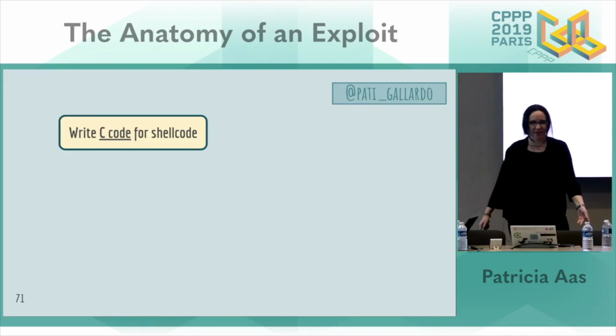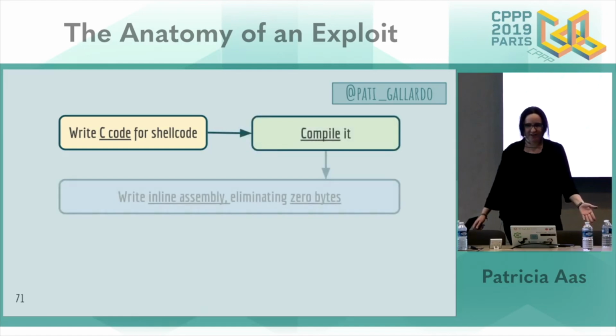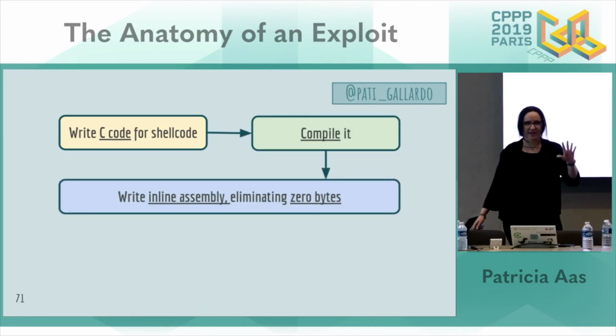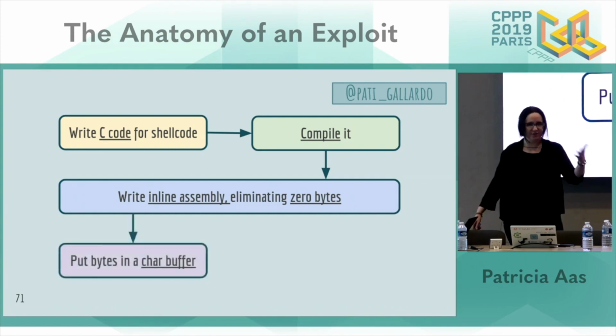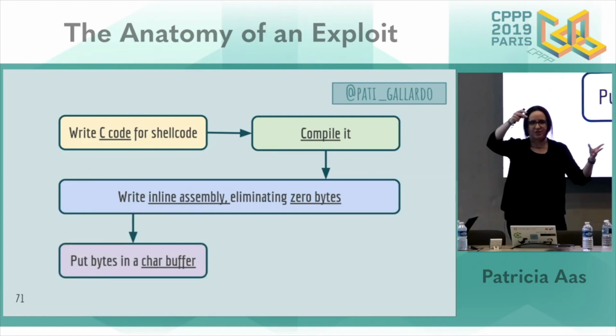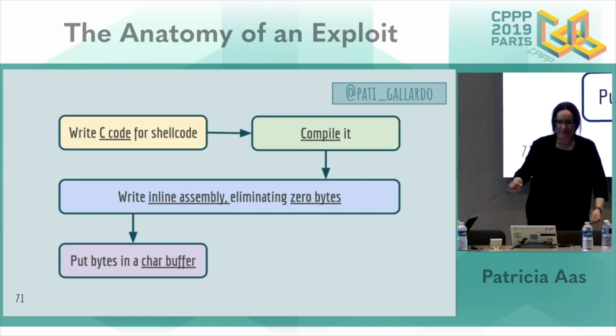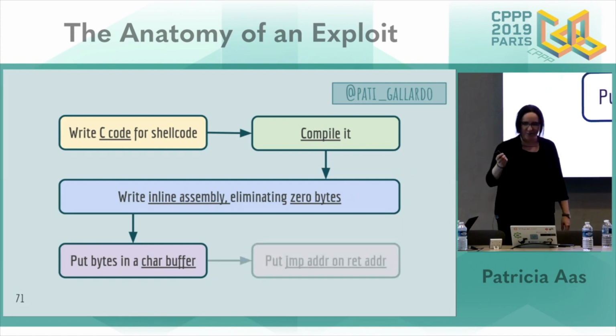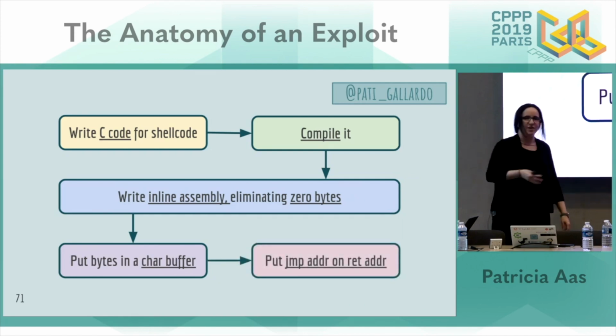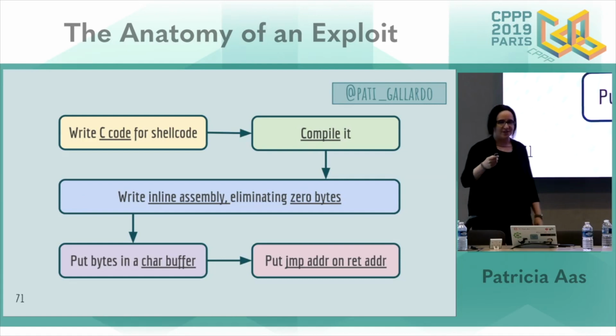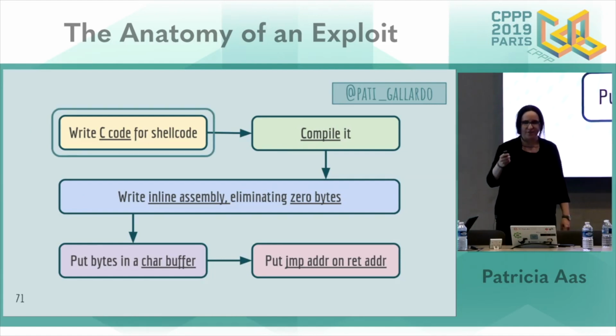But this is a little bit more complicated, so we're going to follow the same process that we did for CPPCon. We write the C code for our shellcode first. We compile it. We use that as a starting point to write inline assembly and try to eliminate 0 bytes because we're using string functions to read this in. So we don't want a 0 byte in the middle of our shellcode because these string functions are going to stop reading if they hit a 0 byte, so we can't have that. And then we put all of the bytes in a character buffer and then somehow execute it to make sure it works.